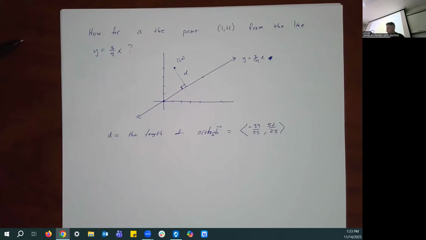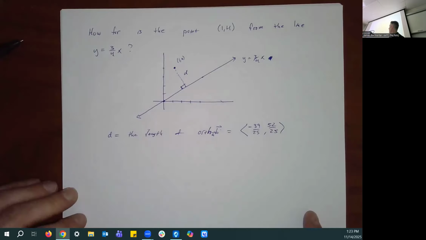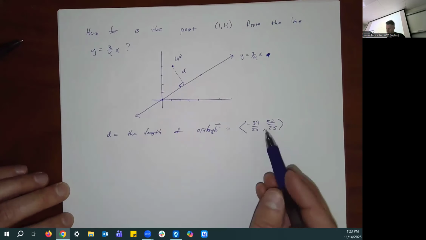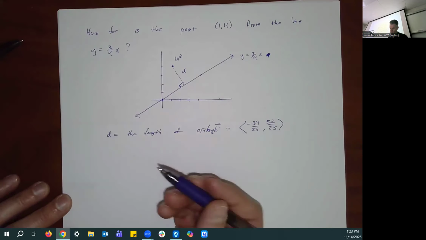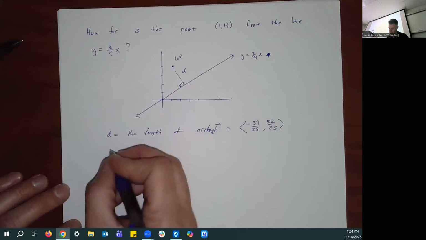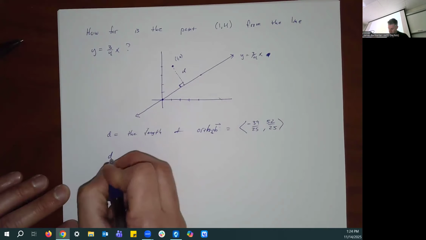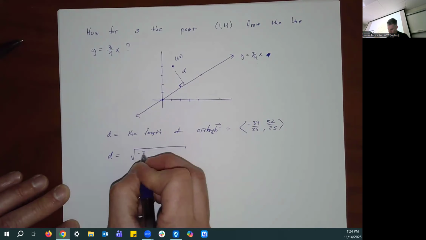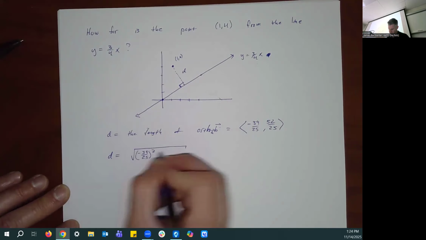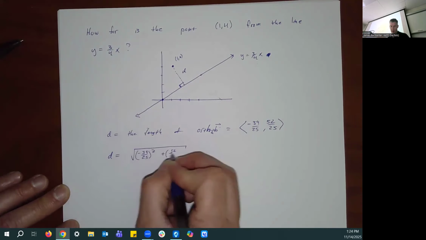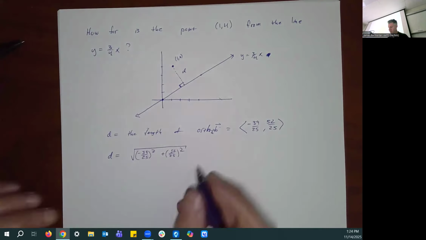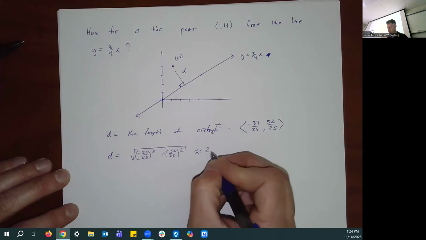Oh yeah, then I have an extra, I think I have a good question after this. So then the length of that is kind of terrible. It's going to be equal to the square root of (-39/25) squared plus (52/25) squared. And I can't think of any good reason to actually do that math. If you use a calculator, you get approximately 2.6.